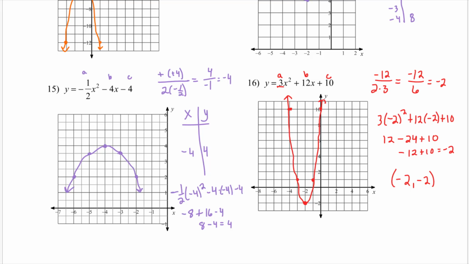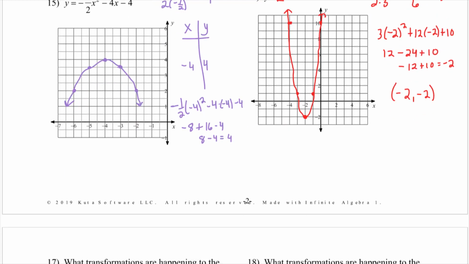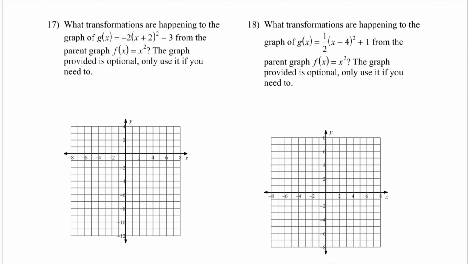So there you go. Now we've got just a couple more types of problems to look at. This problem says what transformations are happening to the graph of g of x equals, and it gives us an equation, from the parent graph f of x equals x squared. I provided a graph in case someone really wants to just graph it and see, because you can see the transformations even if you're using a table of values to graph.